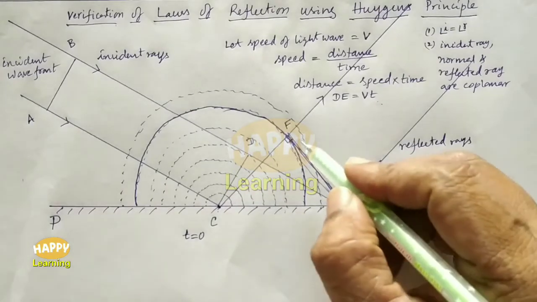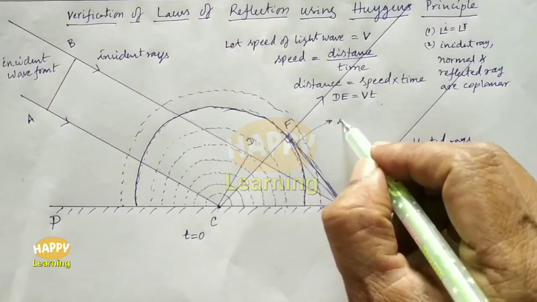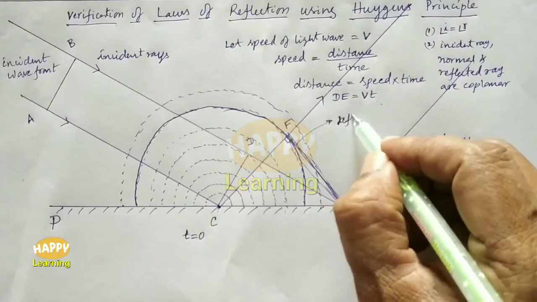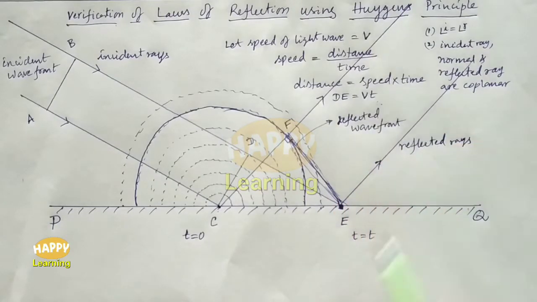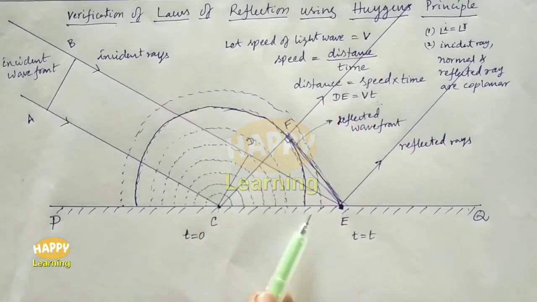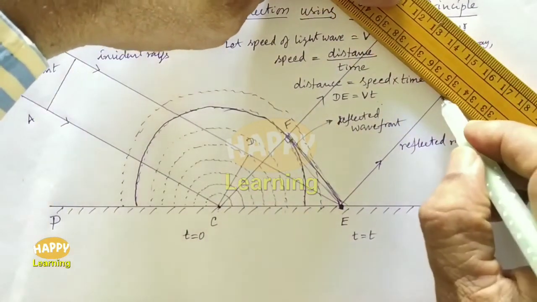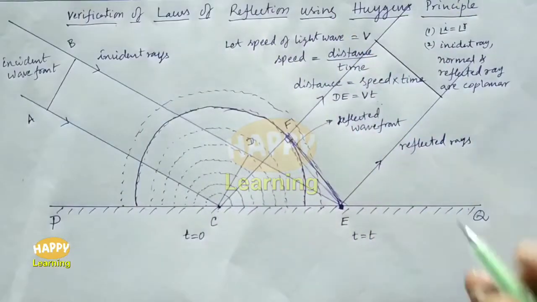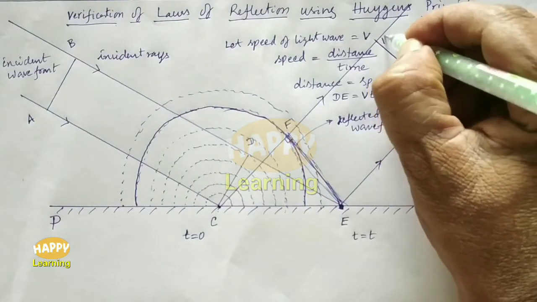And this EF is the reflected wavefront. Okay, this AB or CD is the incident wavefront, then EF is the reflected wavefront. So after a few seconds, suppose this wavefront is somewhere here, EF, then I will call this as GH.